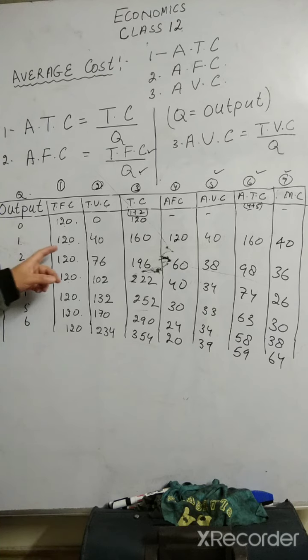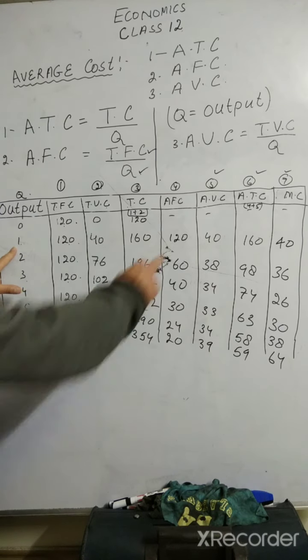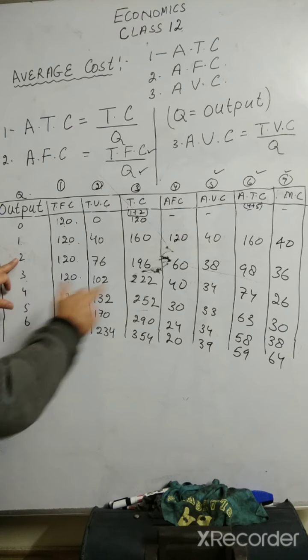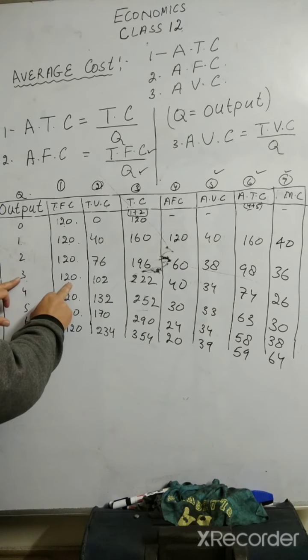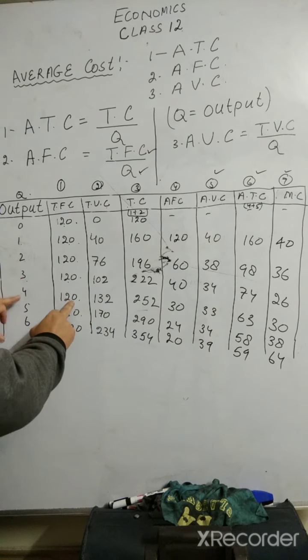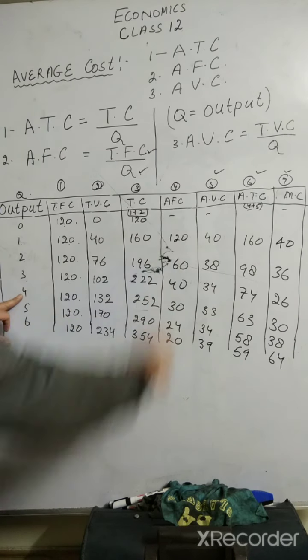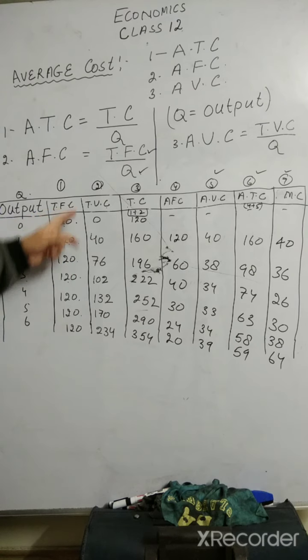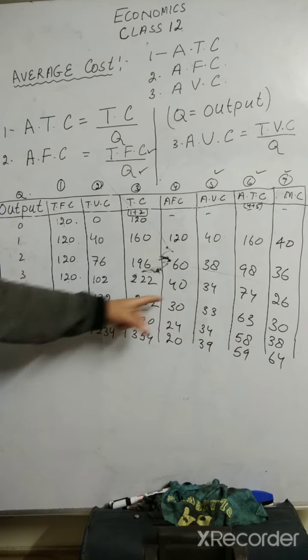Got it? Now if I ask you to calculate the average fixed cost for the first unit, 120 divided by 1 is 120. Then for the second, 120 divided by 2, 60. 120 divided by 3, 40. 120 divided by 4, 30, and so on. So you can calculate average fixed cost by dividing total fixed cost by Q.